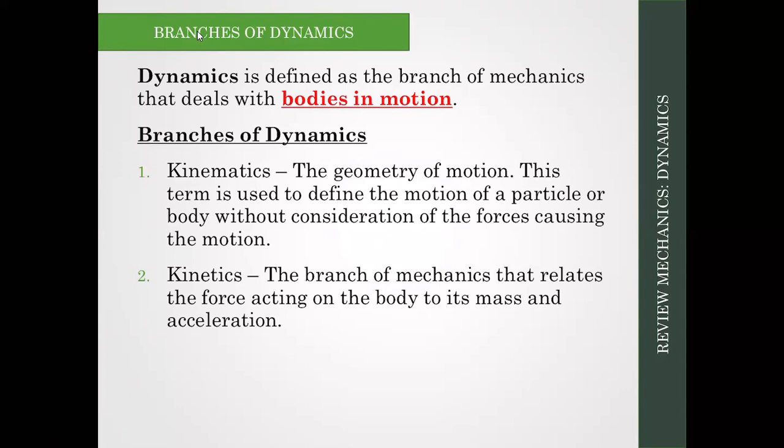Okay? So pag sinabi kinematics, the geometry of motion is yung concern natin. And this term is used to define the motion of a particle or a body without considering yung forces causing the motion itself, no? So kapag kino-consider na natin yung mga force acting on the body, dun papasok si kinetics. Pero for today's lesson, it will be about kinematics lang.